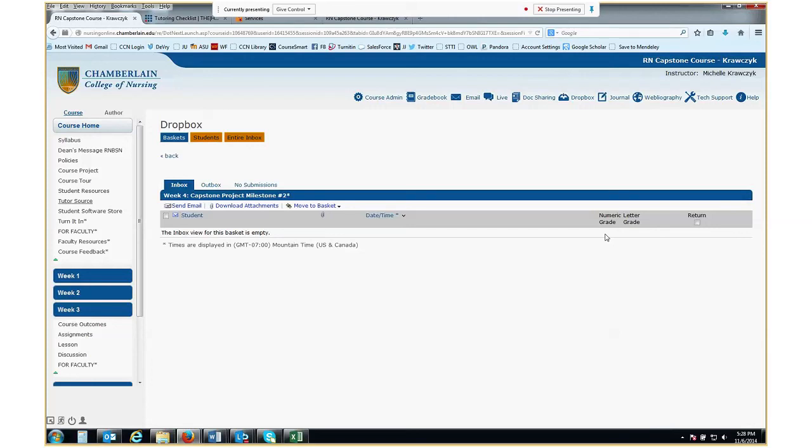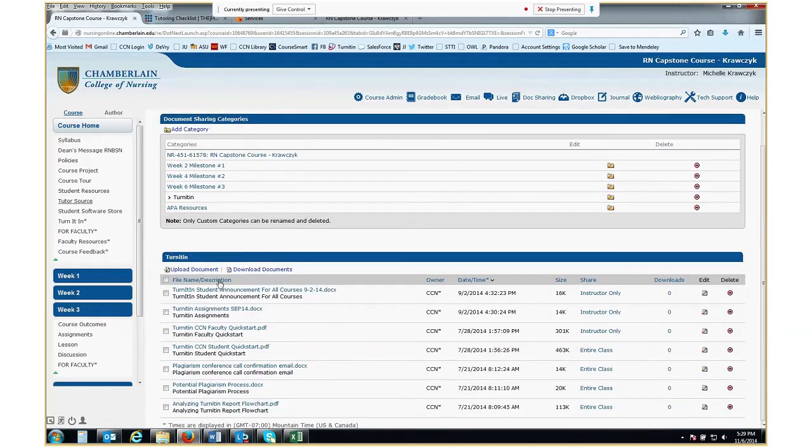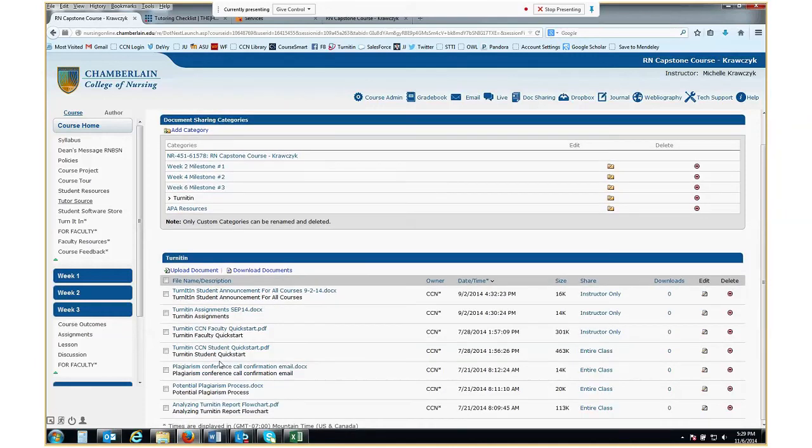Once you submit your paper, you need to go back and look at the Turnitin similarity index to make sure that it is in an appropriate range. In Doc Sharing, under Turnitin, there is a complete explanation of the Turnitin plagiarism report. These are the four that you will have in yours. They talk about the report flow sheet. So take a look at this, because it is very important information that you will need to look at.